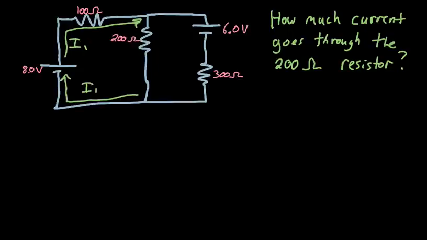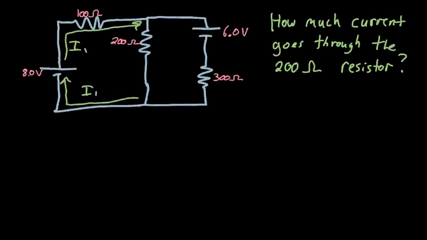And then at this point right there, we have a split. Some of our current goes down this path, and some of our current goes down this path. And so we need to show that we won't have all of our current going through each of these. Let's make that I2. There we go. And this one we can have as I3. And then I2 and I3 together have to be the same as I1. That's the junction rule. Let's go ahead and write that out. I1 has to be equal to I2 plus I3.